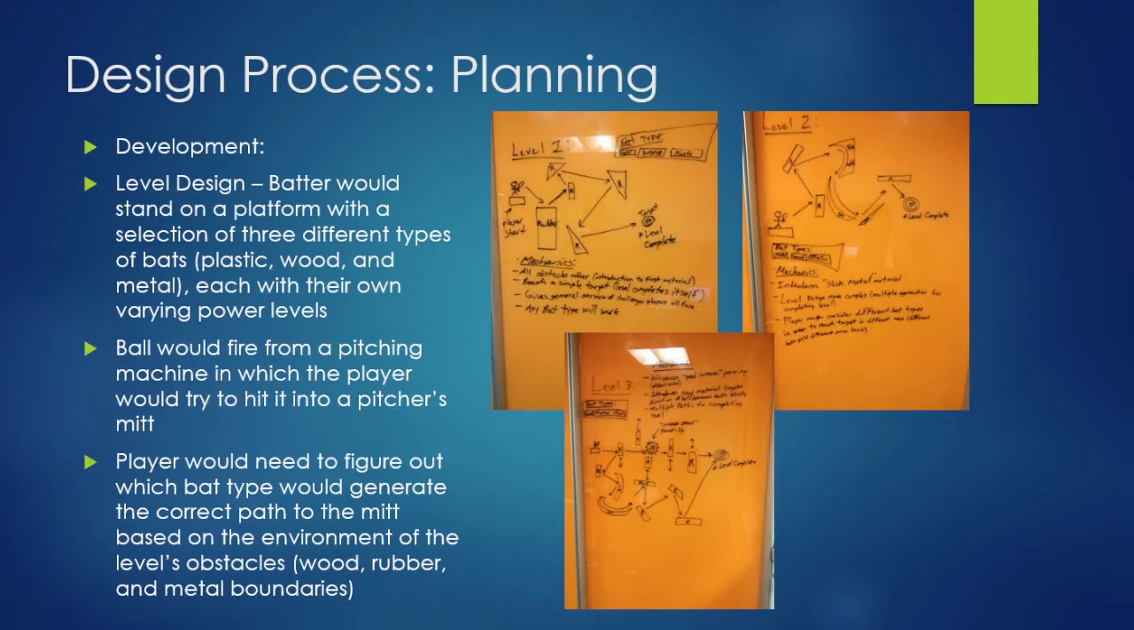For the planning stage, we developed the level design. The batter stands on a platform. There were 3 bats made of different materials that had different effects to choose from to teach the material science. The player also chooses which direction the ball will go. The ball is shot from a pitching machine, and the player would try to hit the space bar early enough to hit the ball. The goal of each level is to hit the ball into a glove using the correct bat and direction.